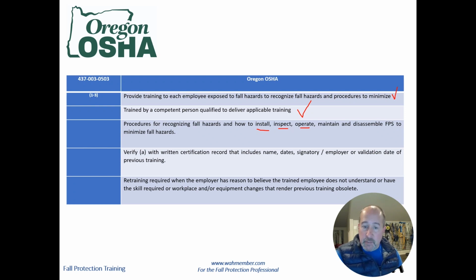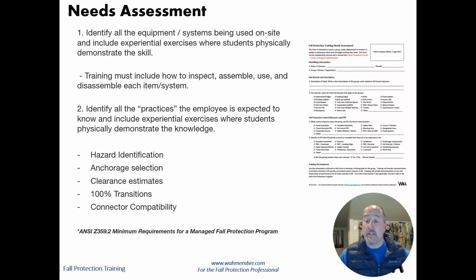Okay. Training has to be documented with a written certification record that again includes names, dates, signatory, and the validation date of previous training if that's being relied upon. And then the retraining has those same three elements. It's not based on time, but insufficiencies in employee skill, workplace or equipment changes that render previous training obsolete is your trigger for retraining. All right, so then the next thing people always ask is, how do I accomplish that?